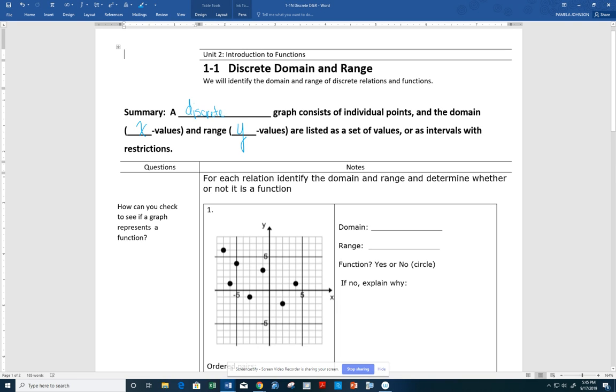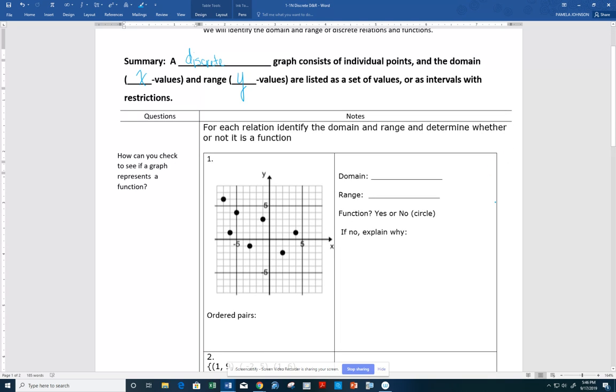So the domain and range are listed as a set of values or as intervals with restrictions, okay? Now, most of the time, we're going to just list the set of values. But if we do an interval with restrictions, we might do x is less than 7, but only integers, okay? So it could be any integer that's less than 7. That would still be considered a discrete graph or a discrete domain and range.